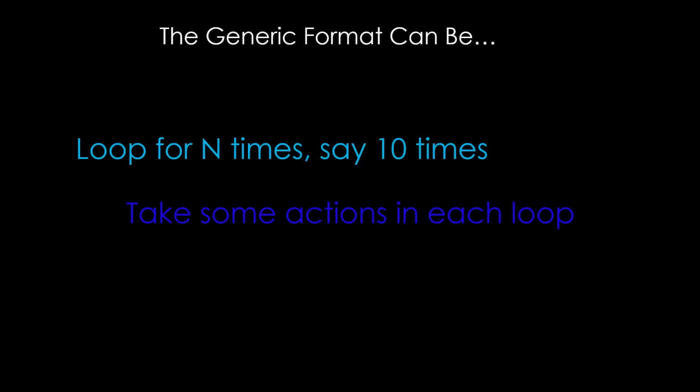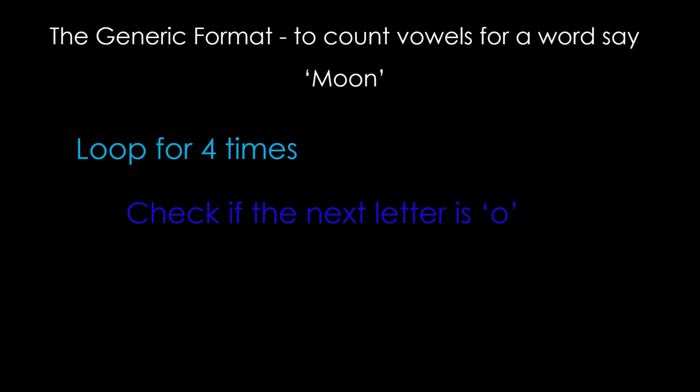Well, a simple format could be something like: loop for n times, say 10 times, take some actions in each loop. So, to count vowels for the word, say, moon, we can loop for 4 times. But in each loop, we have to test the next letter. Loop for 4 times, check if the next letter is O.